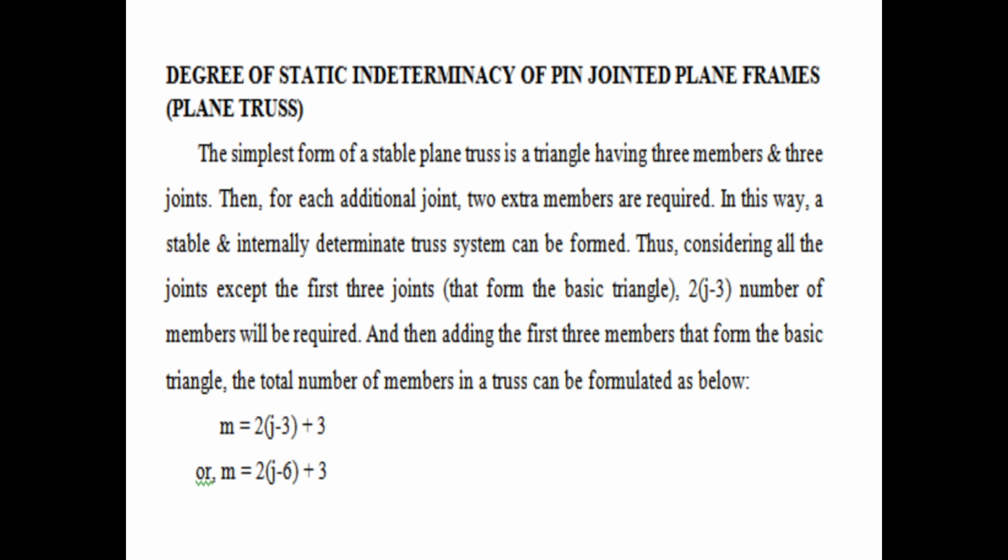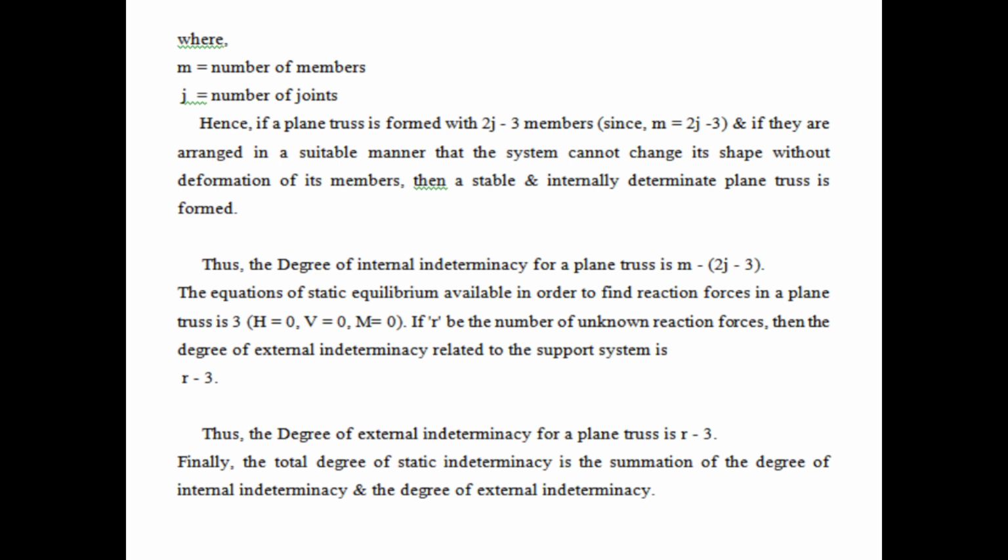m is equal to 2 times (j minus 3) plus 3, or m is equal to 2j minus 6 plus 3, that is m equals 2j minus 3, where m is the number of members and j is the number of joints. Hence, if a plane truss is formed with 2j minus 3 members, and if they are arranged in a suitable manner that the system cannot change its shape without deformation of its members, then a stable and internally determinate plane truss is formed.